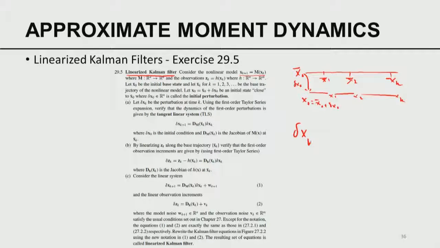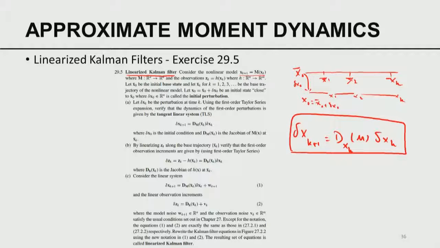Delta x_{k+1} is equal to D_x M(x_k) delta x_k. This is the propagation of the perturbation. This is called in mathematics the variational equation. Meteorologists call it the tangent linear system. We have already come across this equation in the context of 4D-Var, and that is this equation.